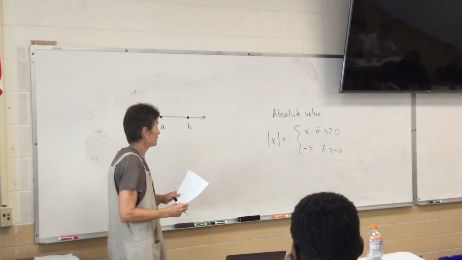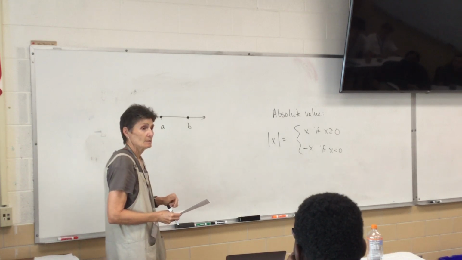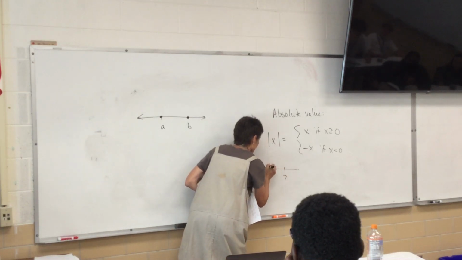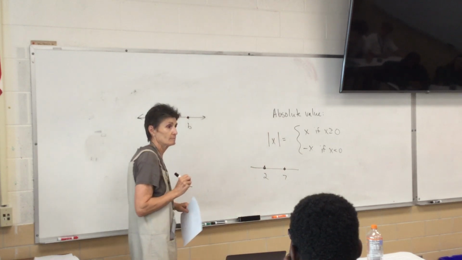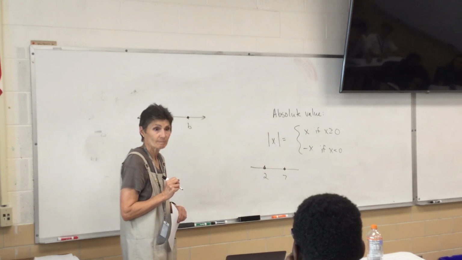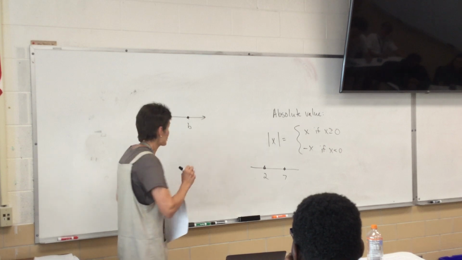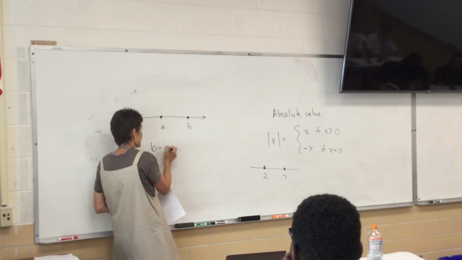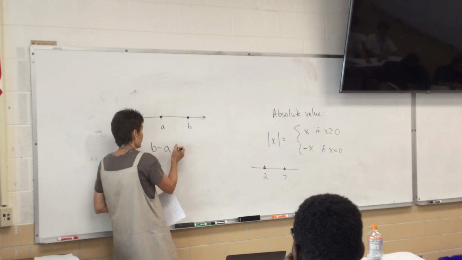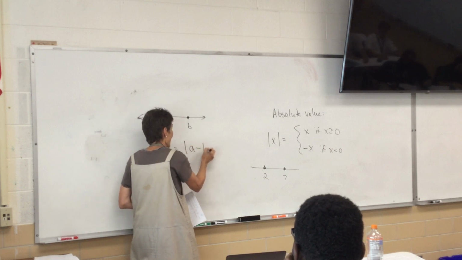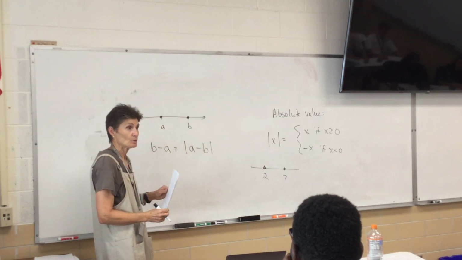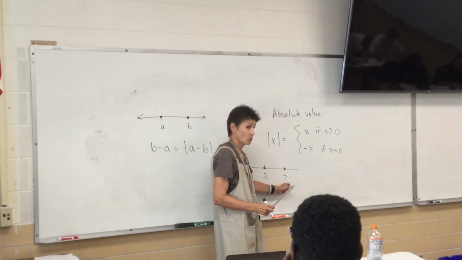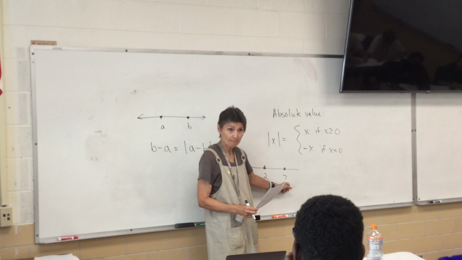If I said to you, how far apart are they? So think about numbers. If the letters confuse you, if I said 2 and 7, how far apart are they? What would you say? 5. And how did you get 5? You subtracted them, right? So the distance between these 2 points could be b minus a. It could also be the absolute value of a minus b. Would you agree with that? Think about your 2 and 7. If you did 2 minus 7, as long as you took the absolute value, you'd be okay?